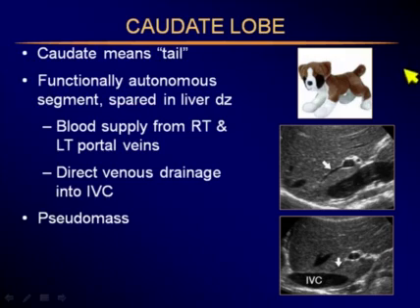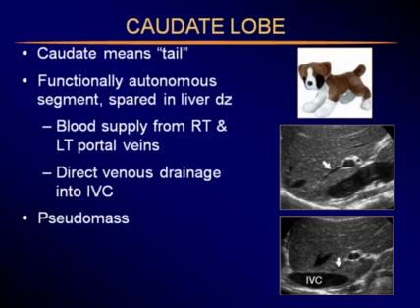Now we pay attention to the caudate lobe because it is functionally an autonomous segment, and it has often been said that it is spared in liver disease. It has its own blood supply. It takes blood supply from the right and the left portal veins, and you can prove this to yourself if you carefully scan. If you have a good, thin patient, and you look around the portal veins, you can see small branches entering the caudate lobe, and you can also see separate venous drainage directly into the inferior vena cava. And supposedly that drainage here is what helps to protect the caudate from other diseases.